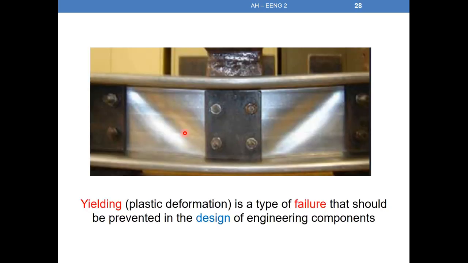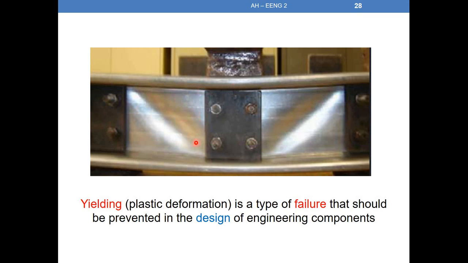And the yield criteria, just to remind what's yielding. So yielding, or plastic deformation, is a type of failure. So failure that should be prevented in the design of engineering components. So if I have a component with a plastic deformation, let's say, on my initial design, I should have, for example, straight lines here, but due to some plastic deformation, it's not straight anymore, so it can affect my whole design.